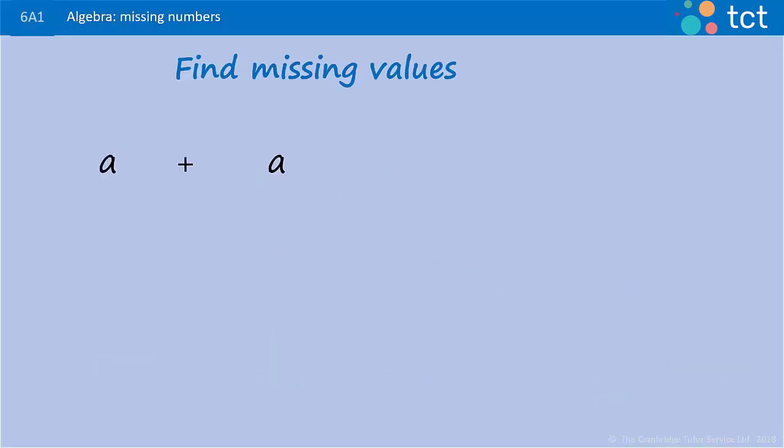Going back to the one we looked at earlier, this is exactly the same, but instead of using burgers and fries and milkshakes, I've used A, B and C. If we know that A and A equals £5, A's got to be worth the same thing, which means that each of those A's is £2.50.